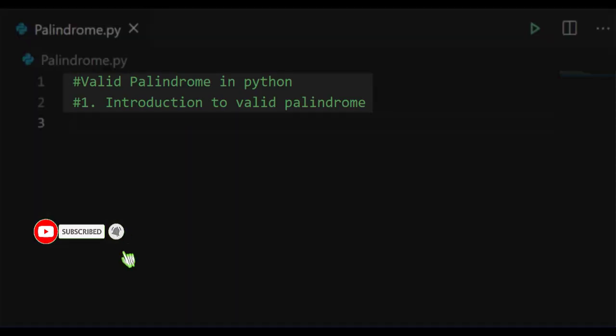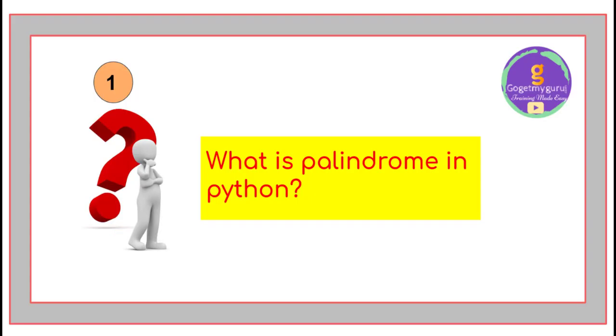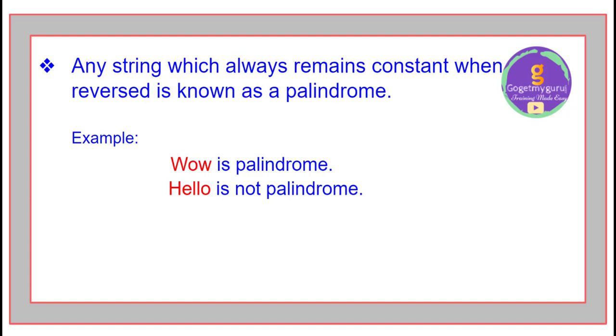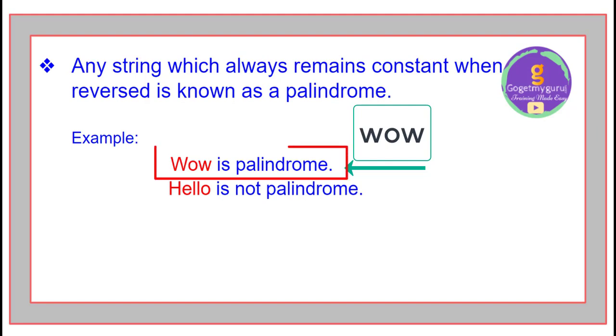In this session, we'll see the introduction to valid palindrome in Python. We'll understand what is palindrome in Python. Any string which always remains constant when reversed is known as palindrome. For example, when you enter a string wow, when you read or write it from reverse, it is same as the original string. Hence it is palindrome.